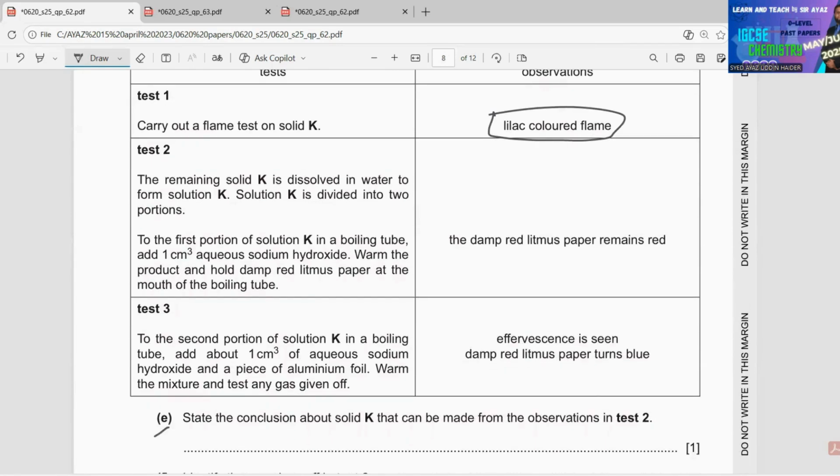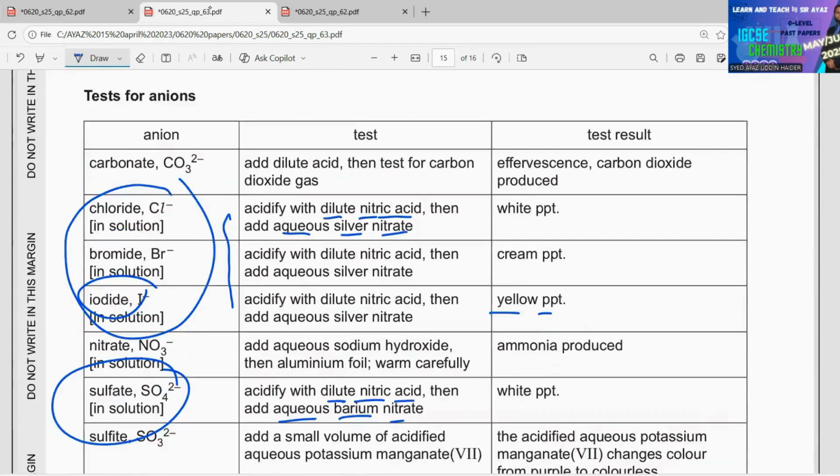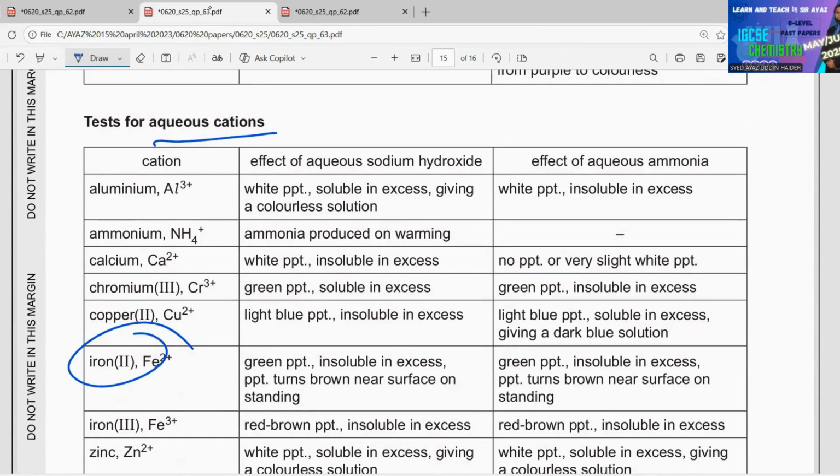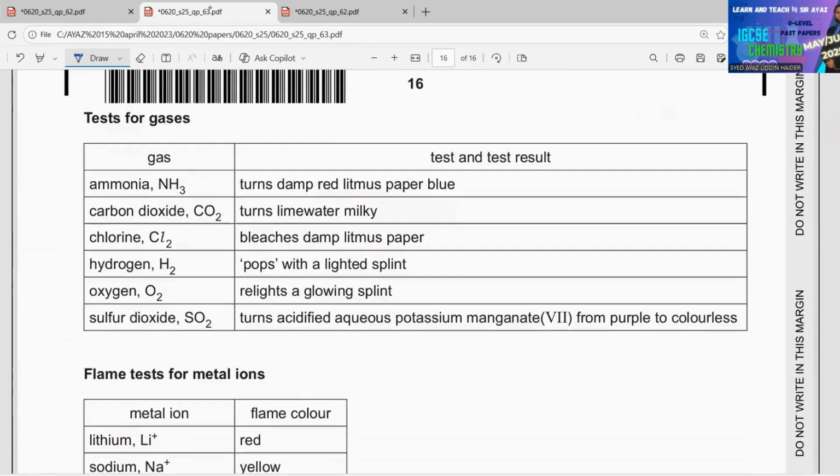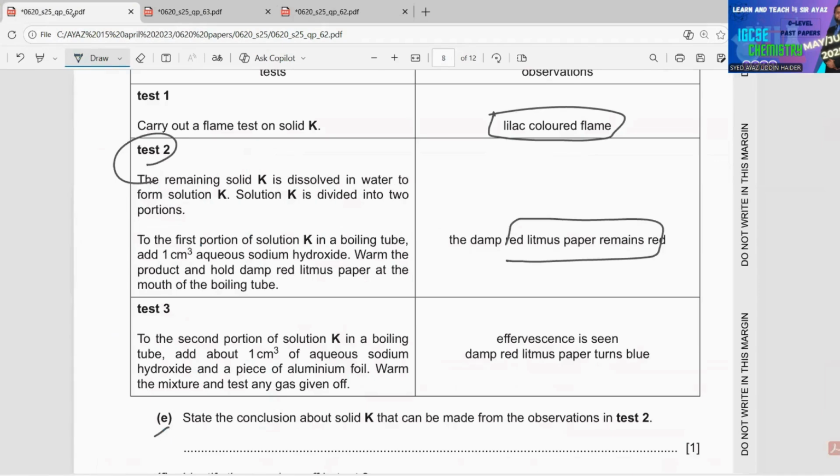E. State the conclusion about solid K that can be made from observations of test 2. For this test, they have added sodium hydroxide and boiled it, and you can see they have written that red litmus paper remains red. If you go to the list of the cations, there's a test for the ammonium ion. On warming, ammonia will be produced. Ammonia produced will give a positive red litmus test. So this is a test for the gas, ammonia gas. It will definitely turn red litmus to blue. So it means that the ammonium ion is absent.